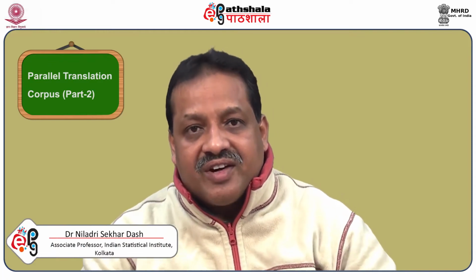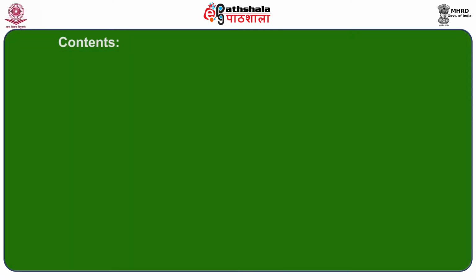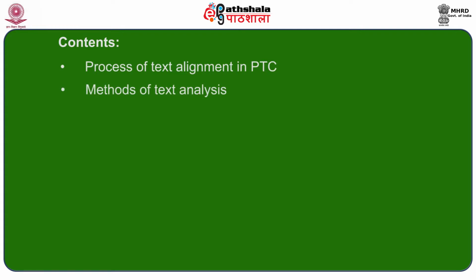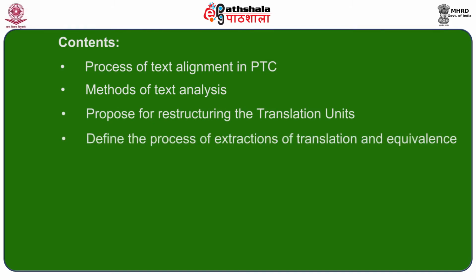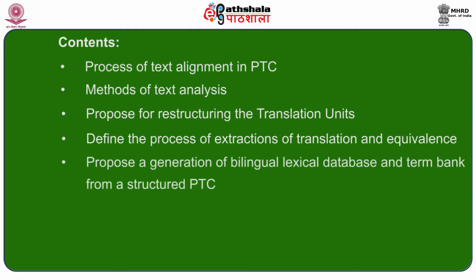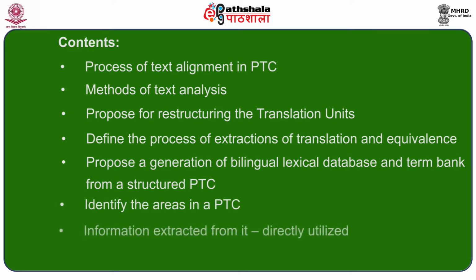Module 10, Parallel Translation Corpus, Part 2. In this module, we will further discuss and exemplify the process of text alignment in a parallel translation corpus, also discuss the methods of text analysis, propose restructuring of the translation units, define the process of extraction of translational equivalence, and propose generation of a bilingual lexical database and term bank from a structured parallel translation corpus. And finally, identify the areas where a parallel translation corpus and information extracted from it may be directly utilized.